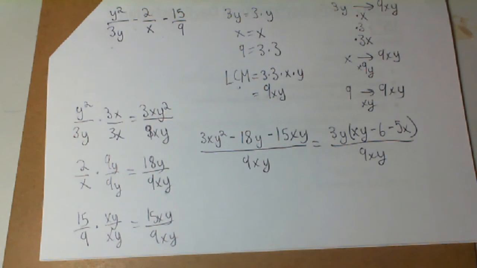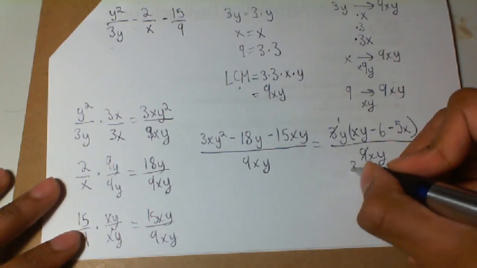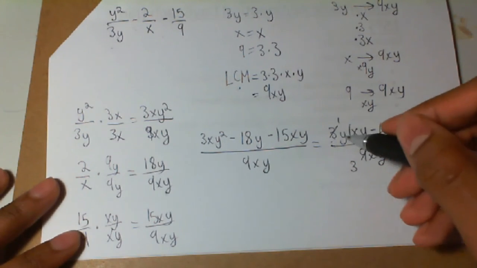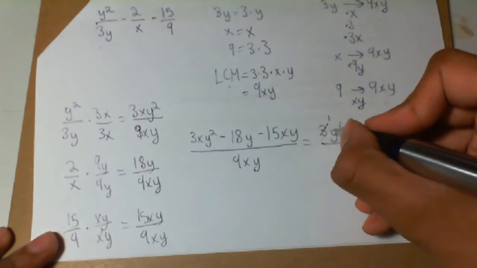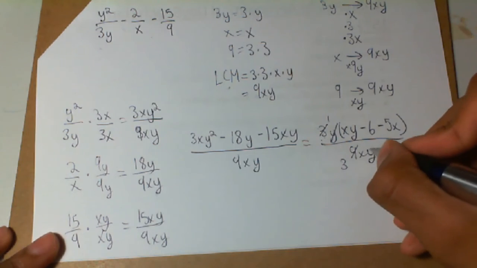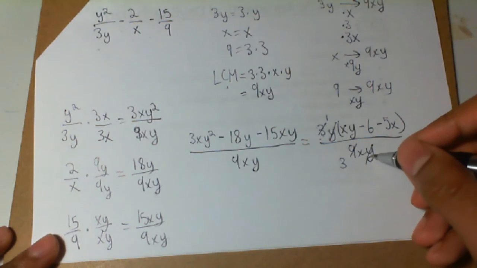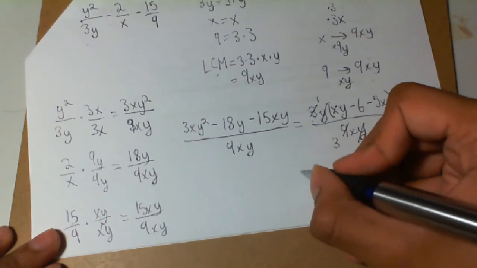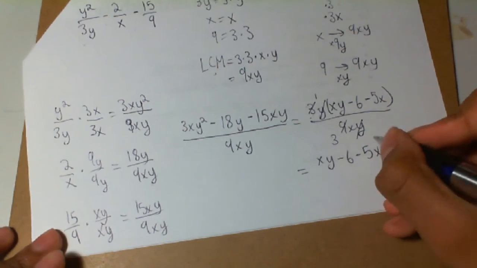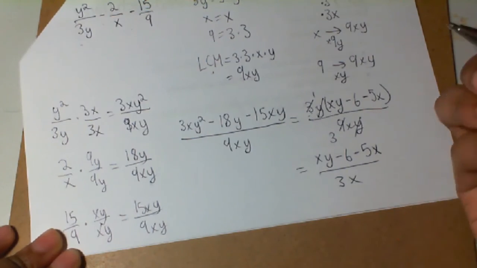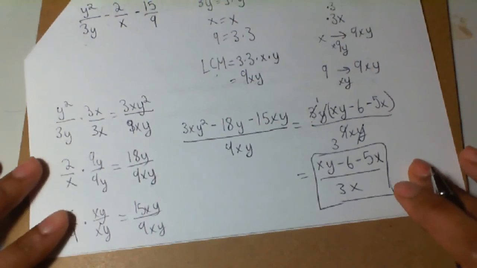And now you can cancel out the 3, right? Because you can factor out the 3. Divide both by 3. That would be 1, and then 9 divided by 3 is 3. Okay? And then you can also factor out the y as well, because you can divide the y from the numerator and the denominator. That gives you 1. So you're left with xy minus 6 minus 5x over 3x. And that would be your simplified version of the answer. That would be your final answer.